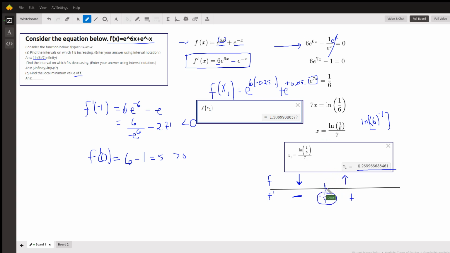That means that there's a relative minimum at x equals negative 1/4, because the function went from decreasing to increasing, had a horizontal tangent line at this point. And here's f of x sub 1 evaluated, 1.507 approximately.